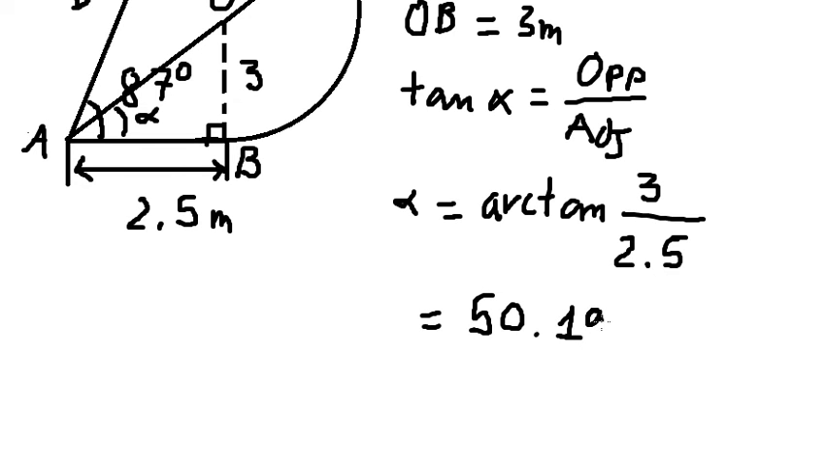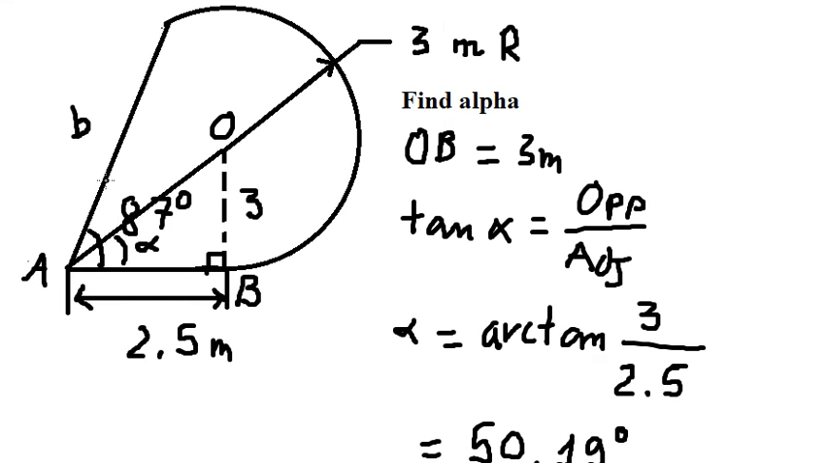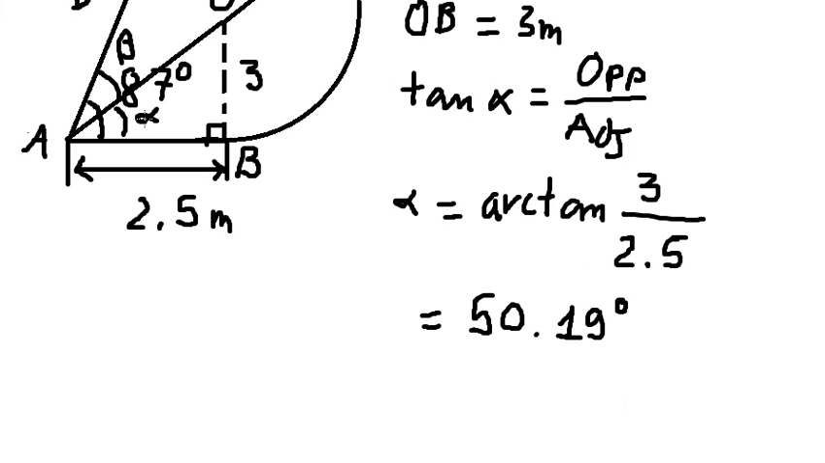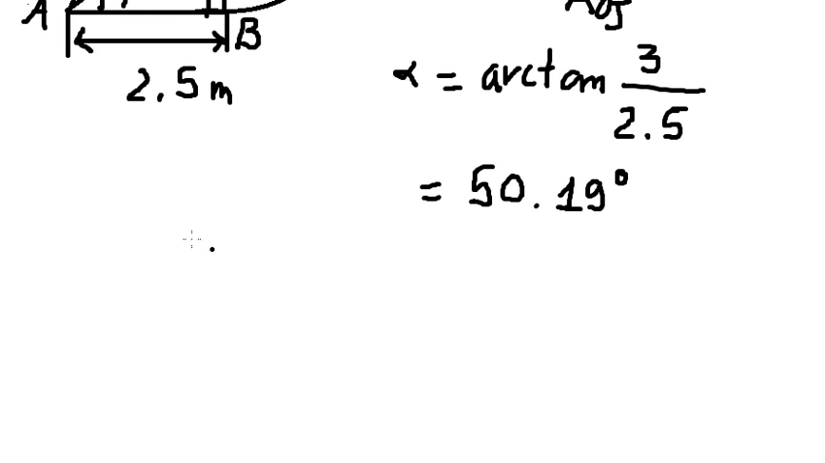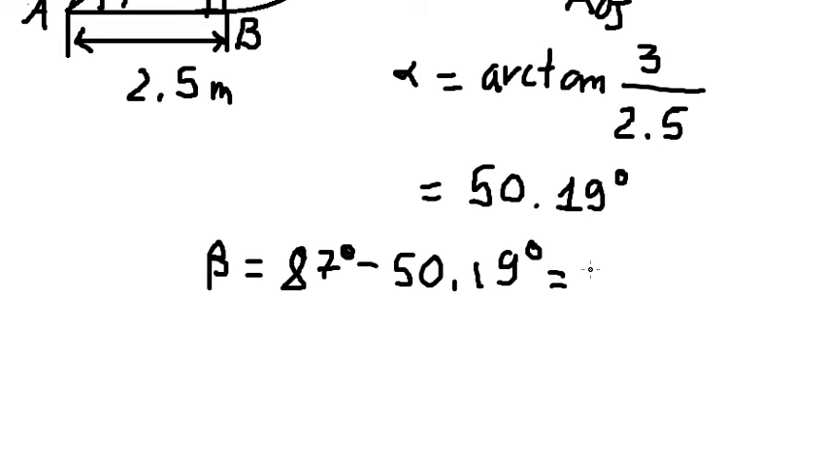50.19 degrees. Now we can find beta. We have alpha, so we just use 87 degrees minus 50.19 to find beta. So this one should be 36.81.